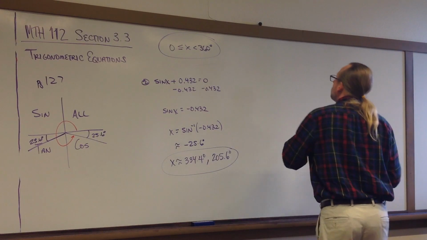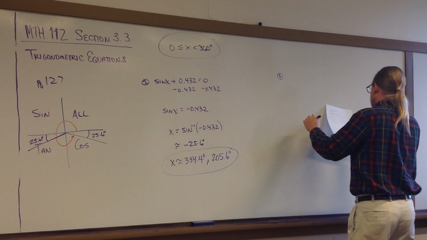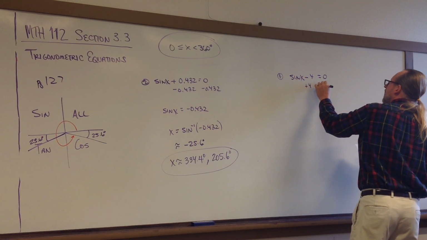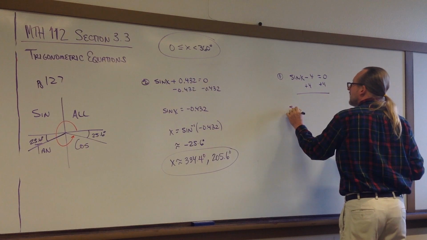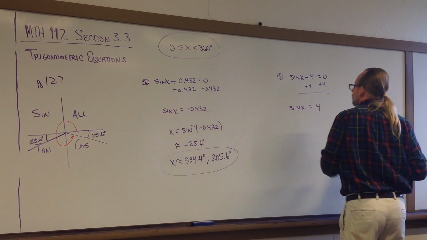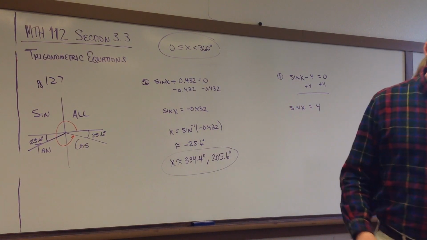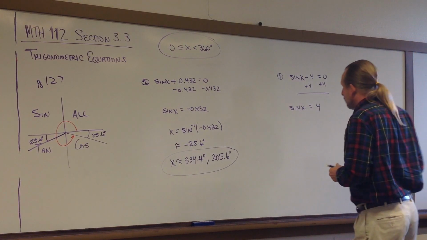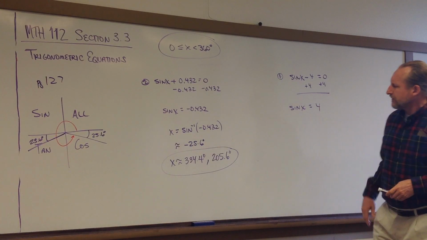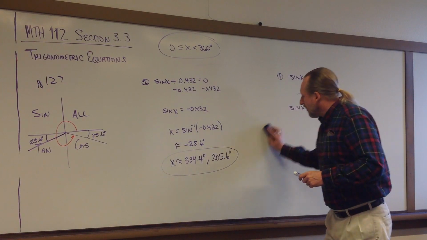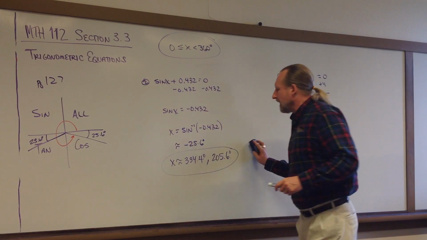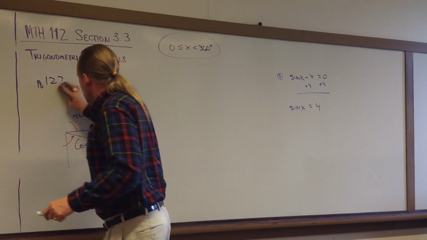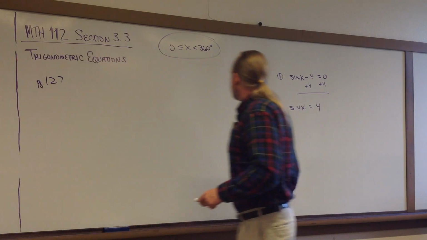Problem 4. Sine x minus 4 equals 0. Add the 4 to the other side. Sine x equals 4. Now, if you've read through the chapter section already, 3.3, I believe I do talk about this at some point. Or if you remember what it looked like when we were graphing a sine function, then you might have some advanced idea of what's going to be happening here.